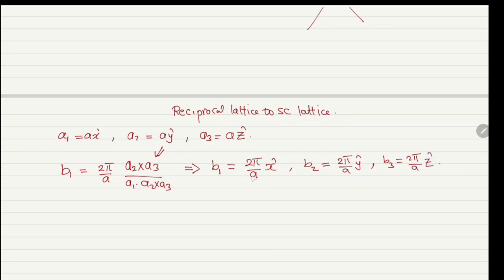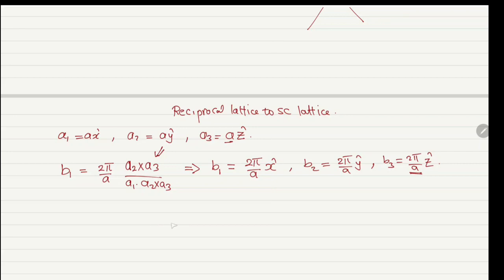And by comparing here, you will find a1, a2, a3 are defined in terms of x hat, y hat, and z hat with some factor, and b1, b2, b3 are defined as x hat, y hat, z hat. So the reciprocal lattice of the simple cubic lattice is actually another simple cubic lattice, with a small difference in the lattice constant. In this case here, it's equal to 2 pi over a. In real space, it's a. Now, in reciprocal space, it's 2 pi over a.